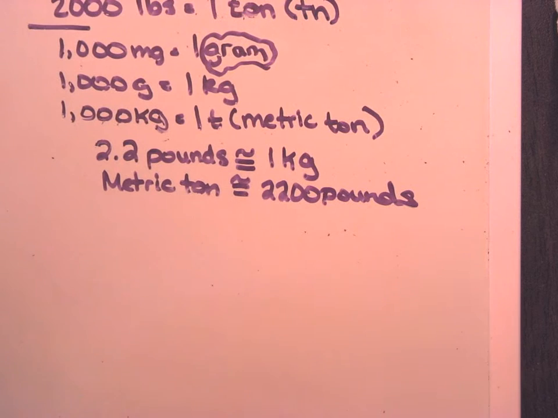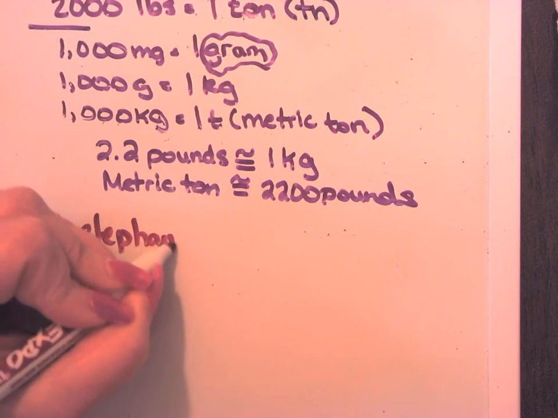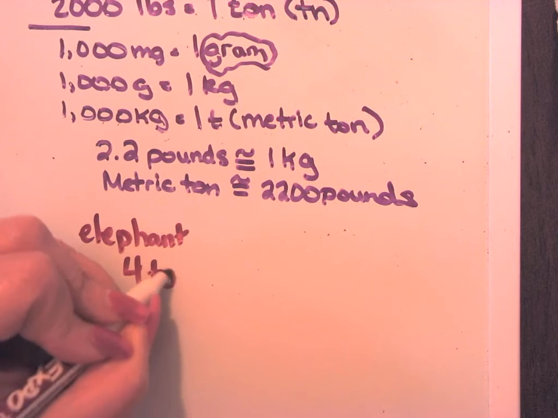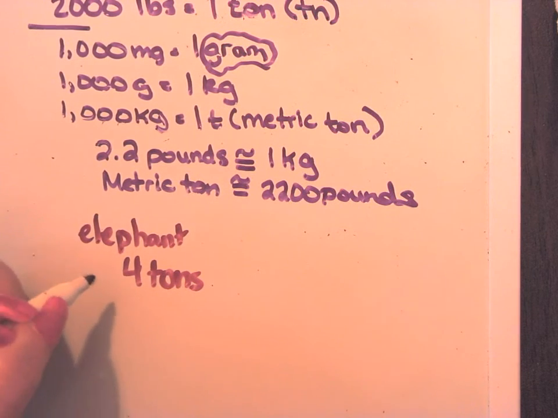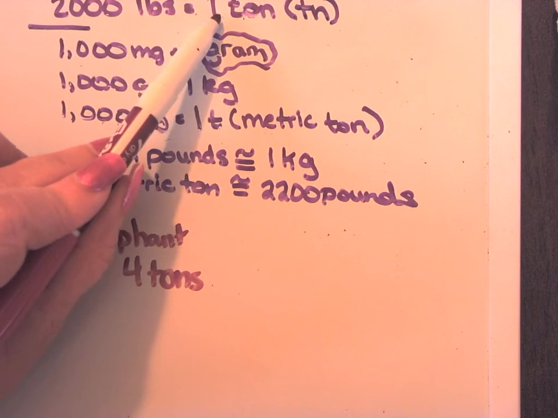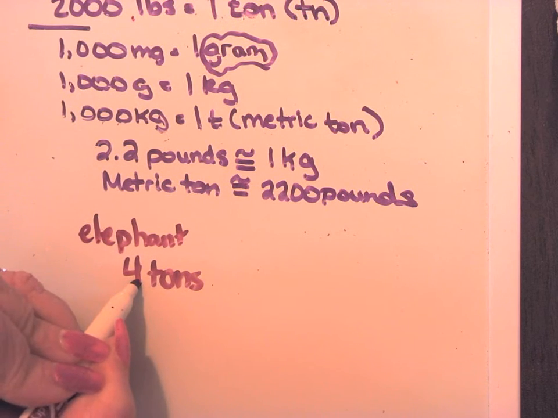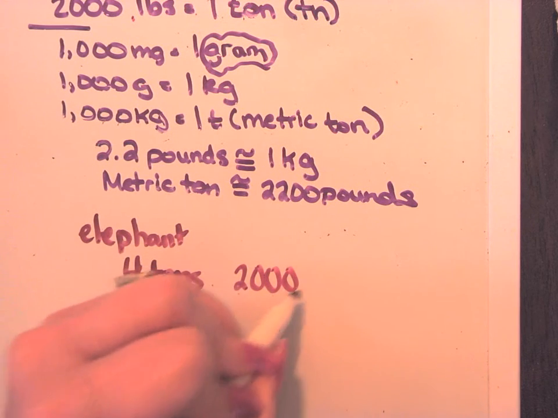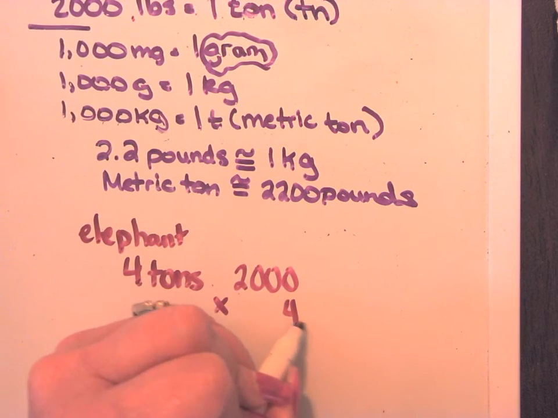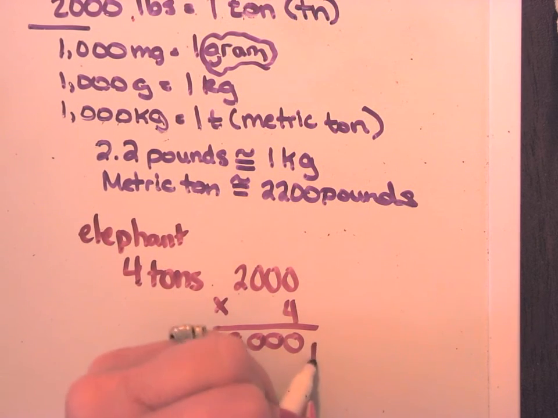So let's say, like your example one, it says a large elephant weighs 4 tons. Okay, elephant, 4 tons. About how many pounds would that be? Well, I look back at my chart. It says 1 ton equals 2,000 pounds. So for every one of these, I have 2,000 of the pounds. So I have 2,000 pounds times that 4 tons. And when I do that, I have 8,000 pounds.